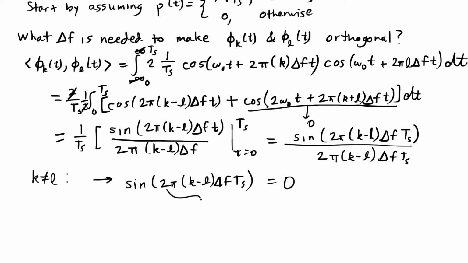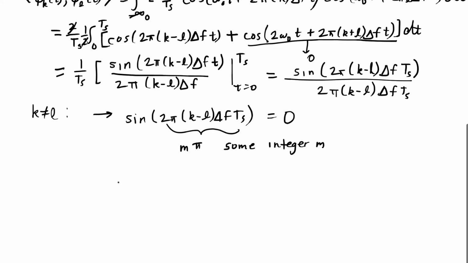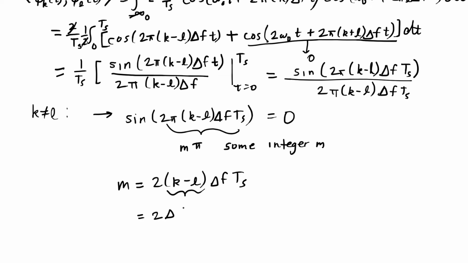And that means that this argument has to be a multiple of pi, m times pi, for some integer m. So that would be that m is equal to 2 times (k minus l) delta f t sub s. Well, k minus l is an integer, so I don't need to keep that going; multiplying an integer by an integer gives an integer. What I need is 2 delta f t sub s to be equal to an integer.